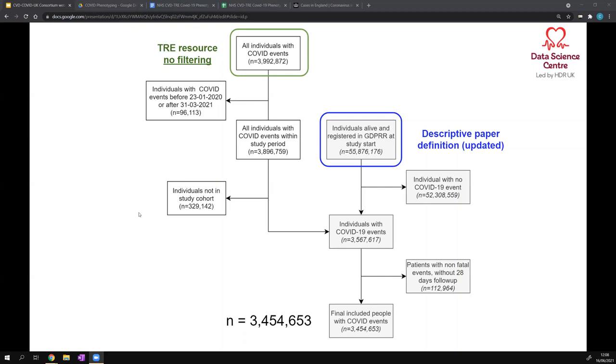We made sure that participants with non-fatal index events who had less than 28 days of follow-up were excluded. So in other words, each individual enrolled into the study was given 28 days to declare their outcomes. This produces a final number of 3.4 million individuals with COVID-19 events, just slightly under the 3.7 million identified using the Public Health England COVID dashboard.